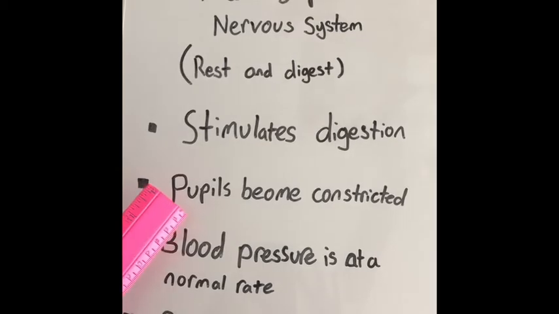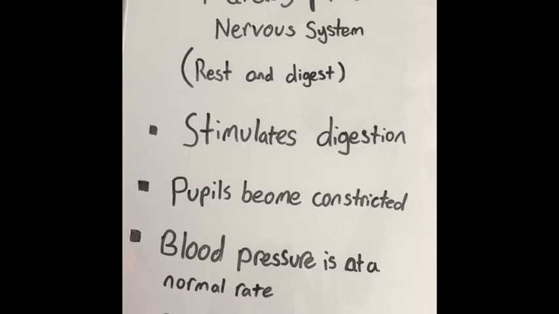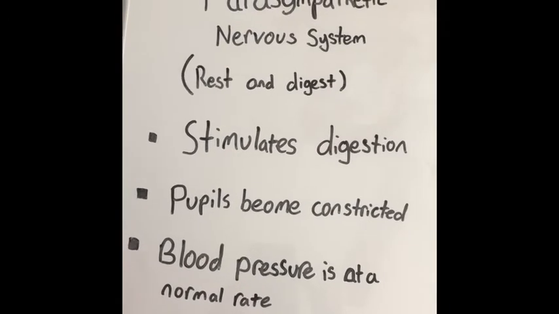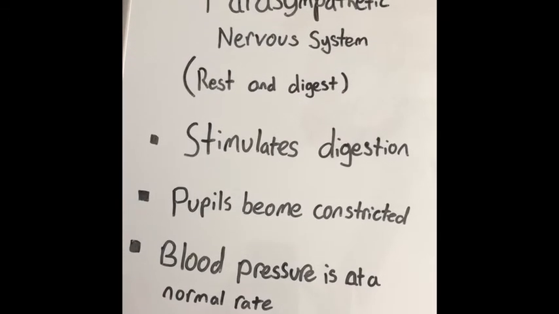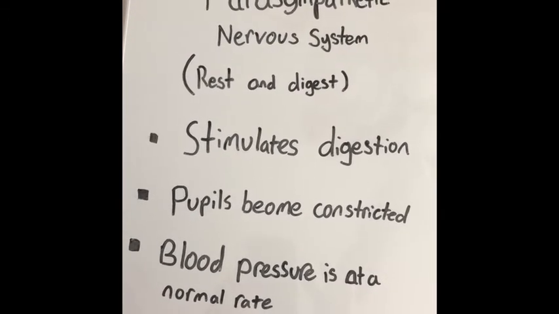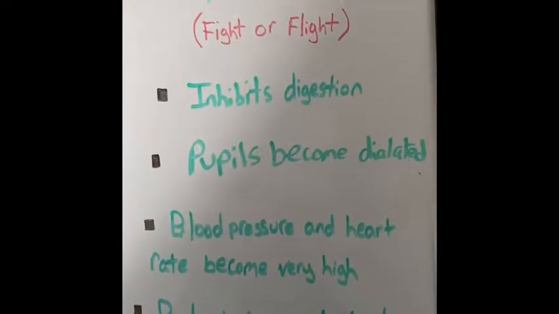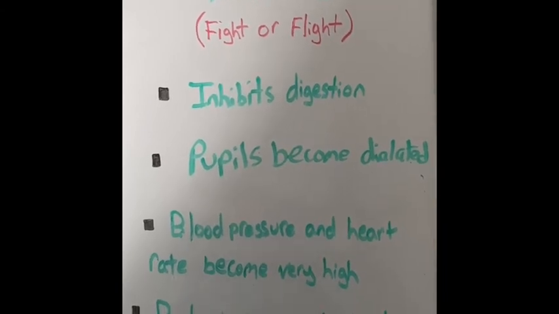Pupils become dilated so an image can look better. We also have the blood pressure. It's at a normal rate, while the body is more in a relaxed state. So after you eat a big meal, it's nice to sit down and relax and let the body start digesting it. So now we move on to the sympathetic nervous system, commonly known as the fight or flight.